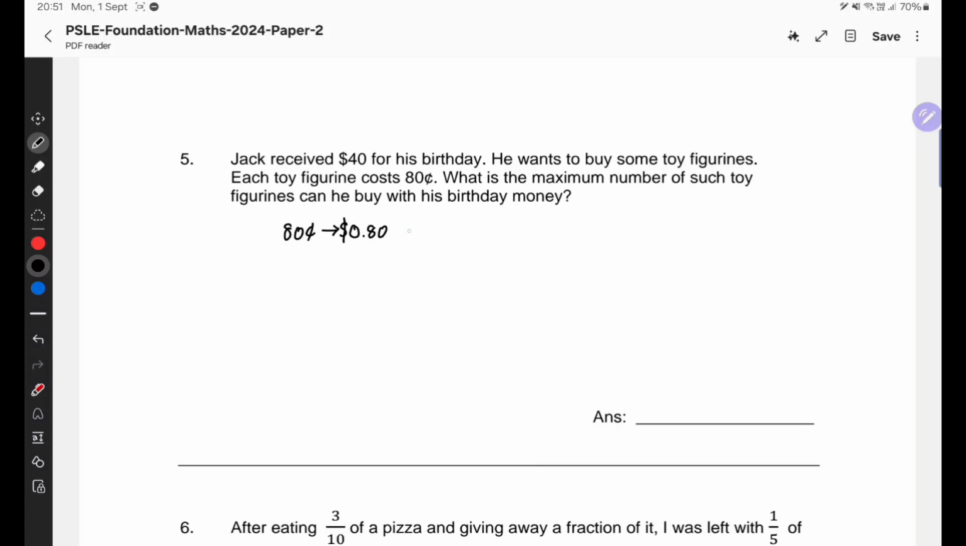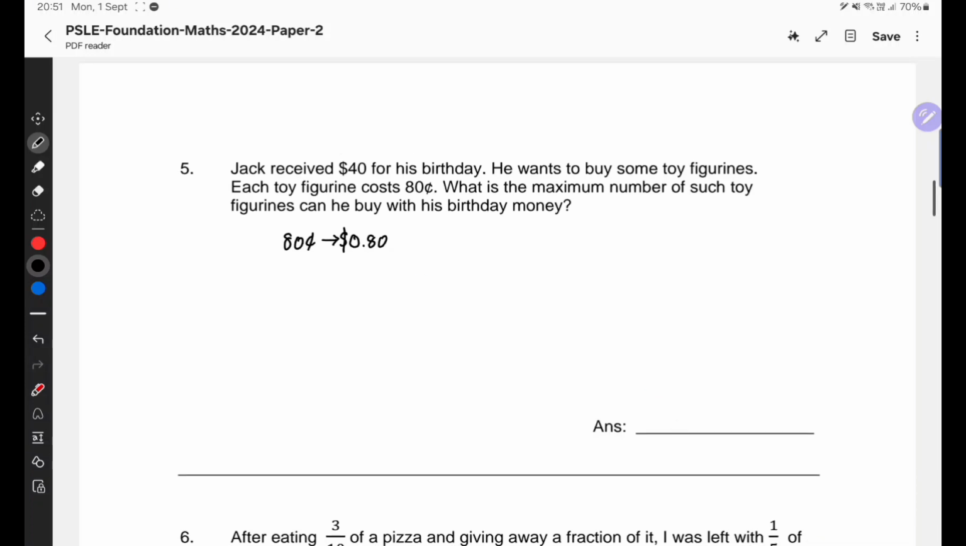$0.80. So this is the price of one toy figurine. And he received $40. So $40 divided by 80 cents. And this will give us the total number of toy figurines he can buy with his birthday money, which is equal to 50.